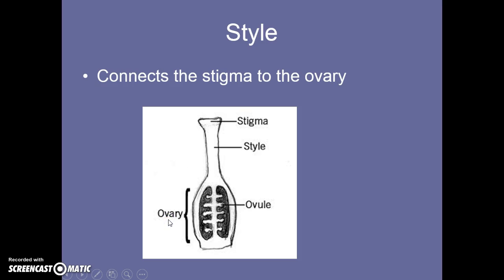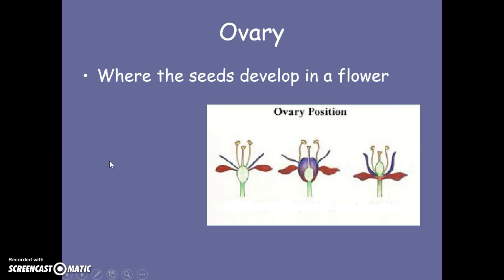The style is like a style that you would use on your phone, long and skinny. It connects the stigma to the ovary. So this part here, the skinny part, is the style. And another part to the pistil is the ovary. The ovary is where seeds develop in a flower.